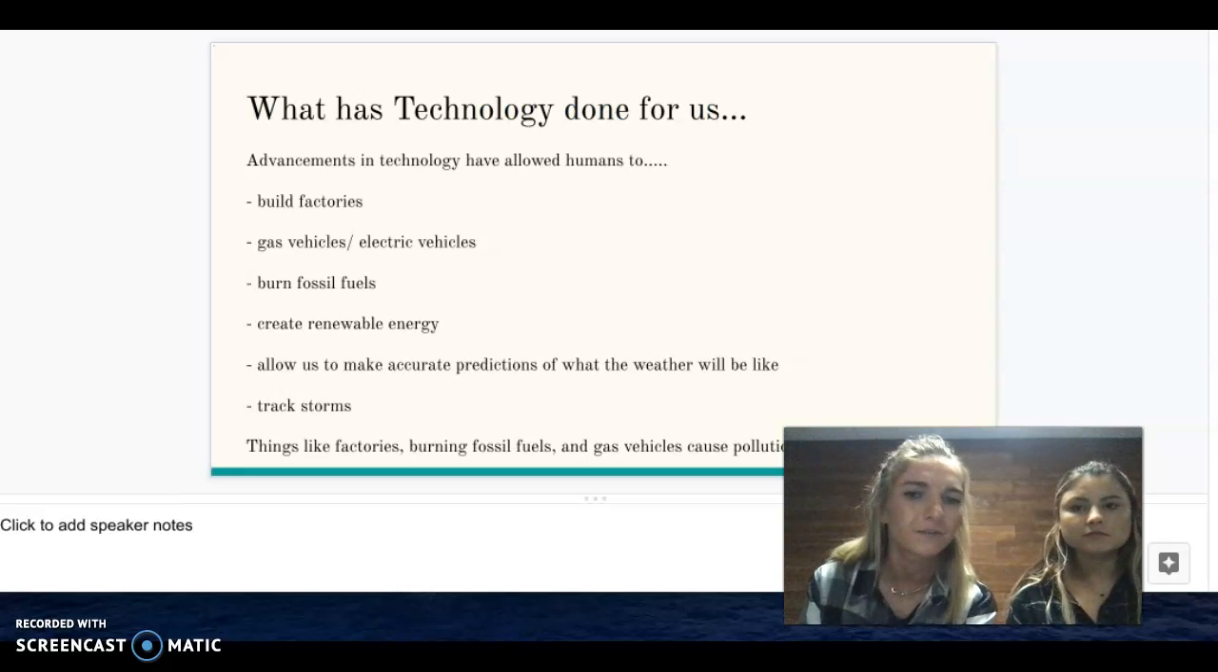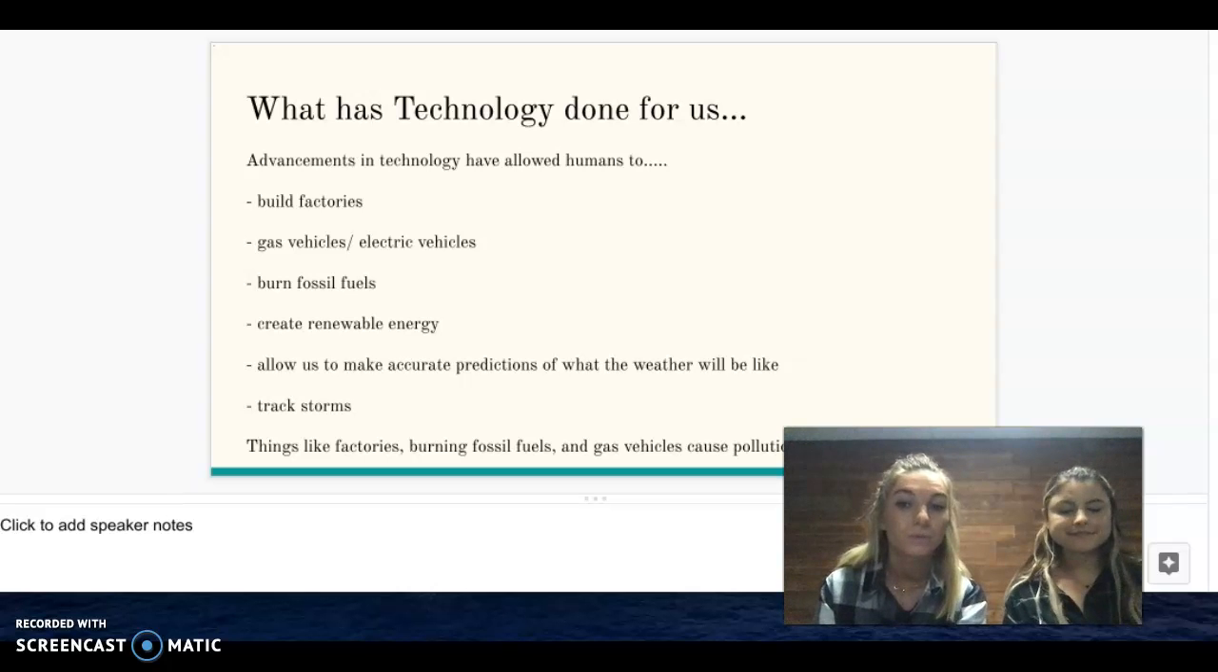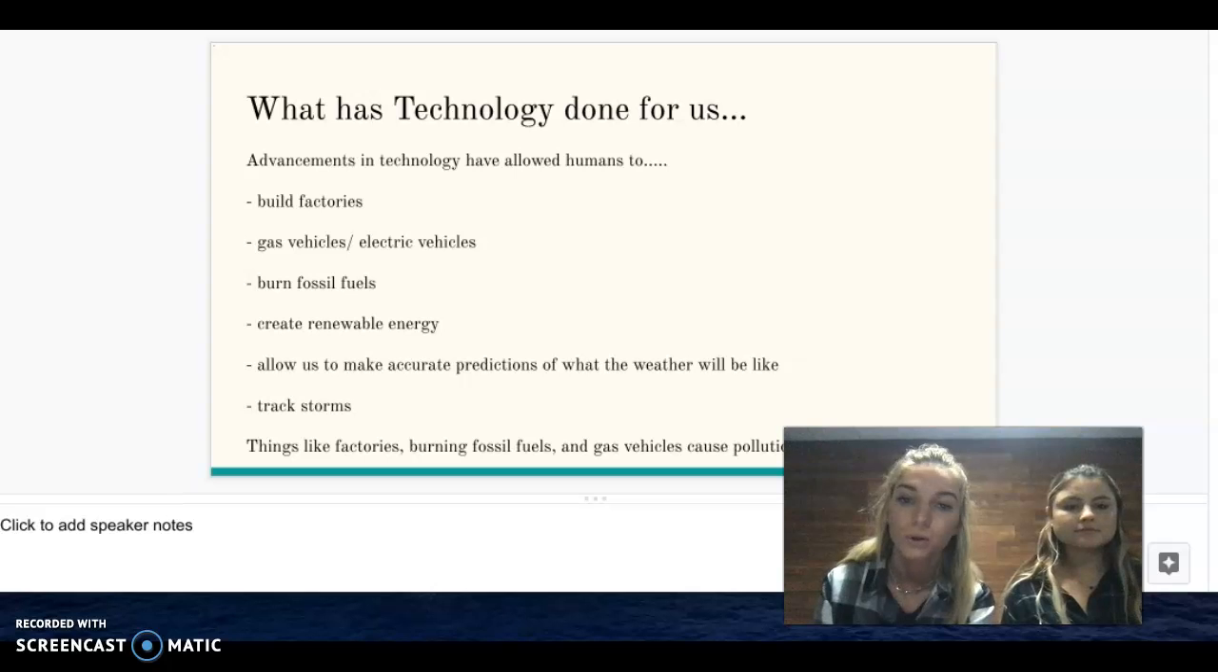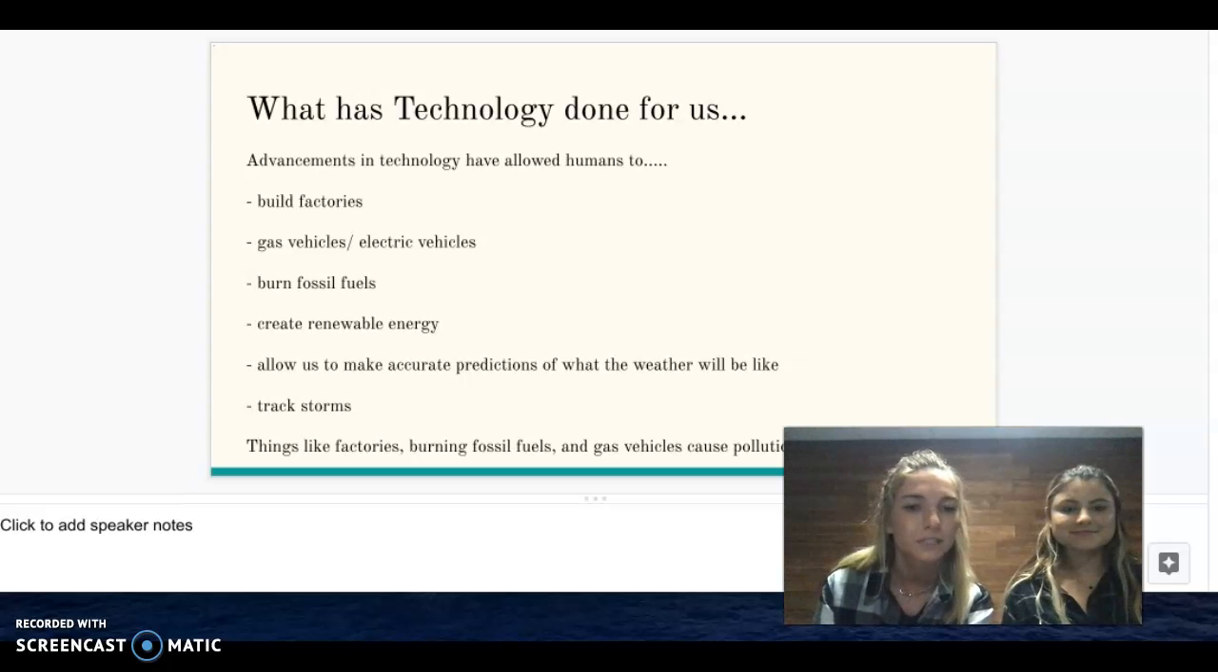What has technology done for us? Well, advancements in technology have allowed humans to build factories or build your school. It's also provided you guys with the bus that you ride, which is a gas vehicle. And it's created renewable energy, like the windmills. I don't know if you've seen them. But yeah.